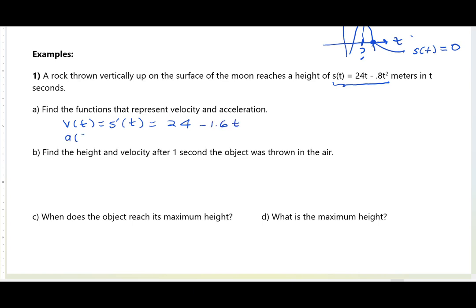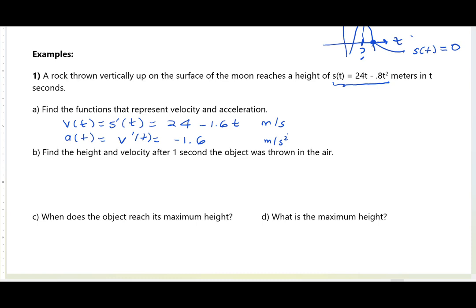For the acceleration, now take the derivative of the velocity, the rate of change of velocity. The first one will be 0. The derivative of negative 1.6t will be negative 1.6. Now, the given units for s of t were meters and time in seconds. So the velocity will be in meters per second, and acceleration will be in meters per second squared. Part B is asking us to find the height and velocity 1 second after the object was thrown in the air.